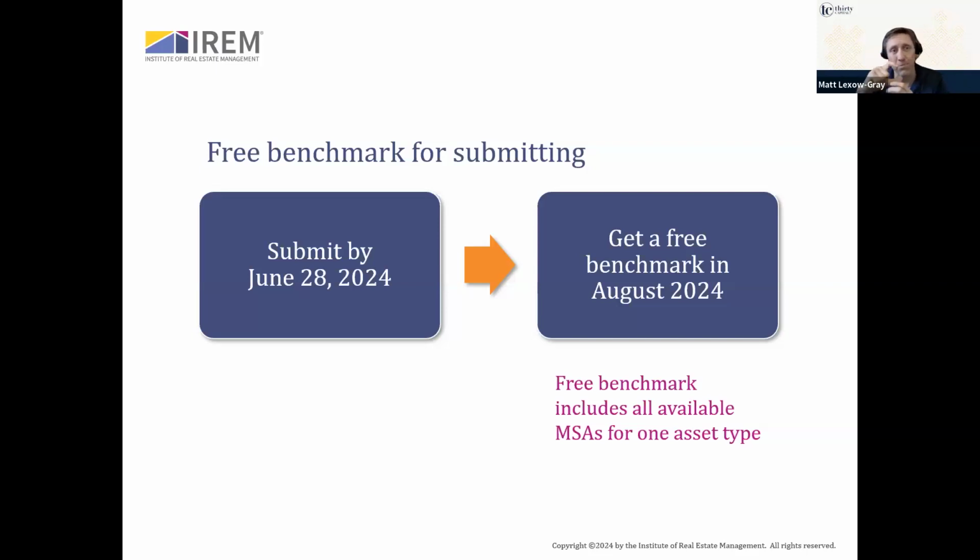If we only see, for example, expense data being submitted, we want to see both income and expenses being submitted. So that way we have a true understanding of expense ratios, right? So again, through the end of June is what we're looking for. And then the idea of givers get. So the folks that are submitting, the folks that are giving get a free token. They get that data for that asset class.